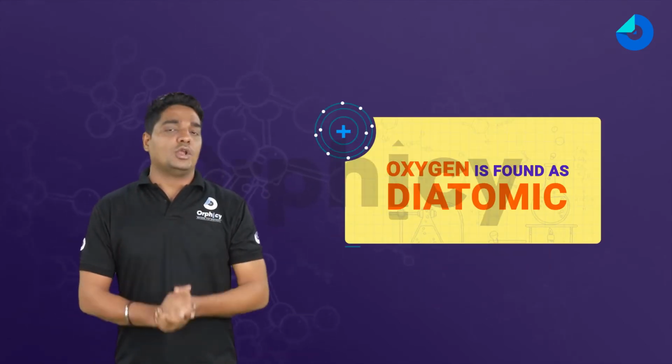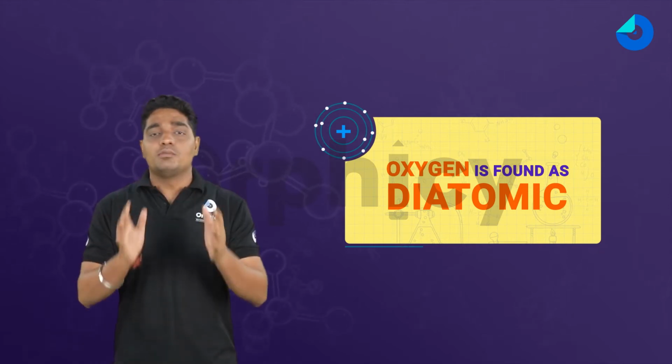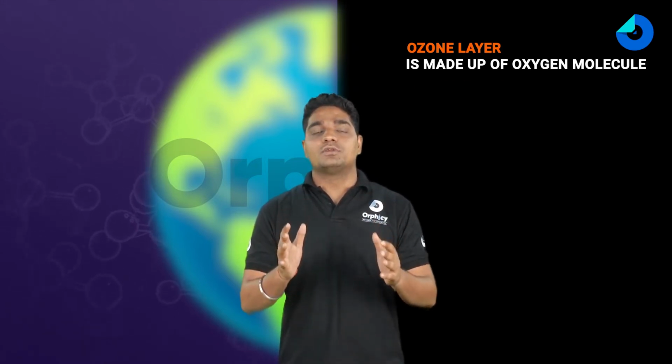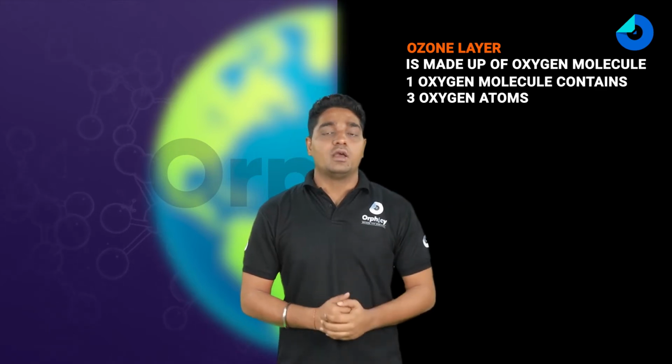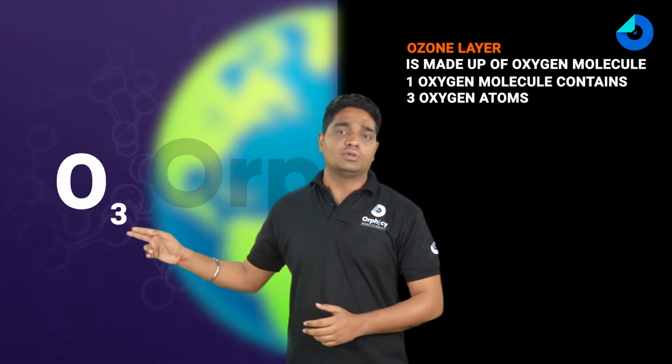Similarly, the oxygen molecule is found in the atmosphere as diatomic. That is, one molecule of oxygen contains two oxygen atoms. Have you ever heard about the ozone layer? The ozone layer is made up of ozone molecules, and one ozone molecule contains three oxygen atoms chemically combined. So ozone is represented as O3.